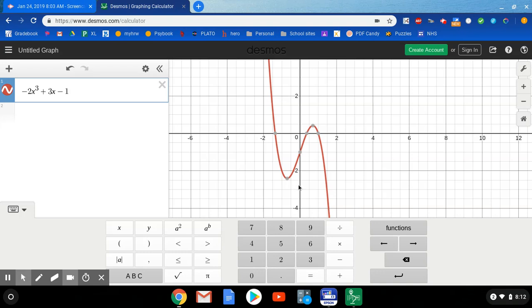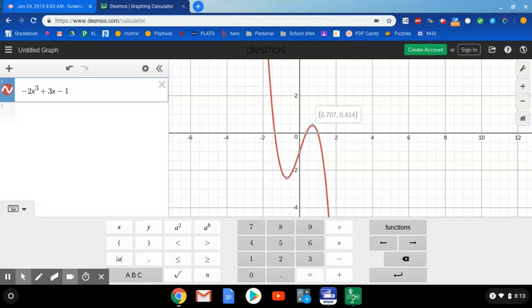Did everybody get this negative 0.71 and 2.41 as their relative min? Okay, now let's go find your relative max and let me click on it. So here's what your relative max should be. You do about the same thing in your calculator, second trace, but this time you're going to pick maximum. Using your right and left arrow, move your little flashy guy up here. Remember, to the left needs to be over here somewhere.